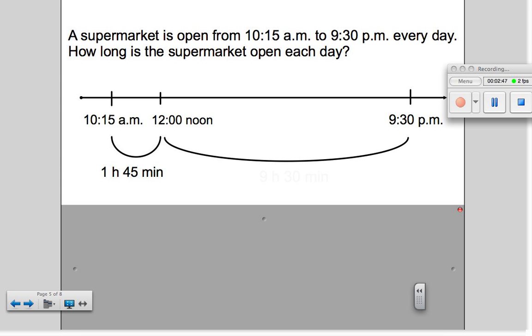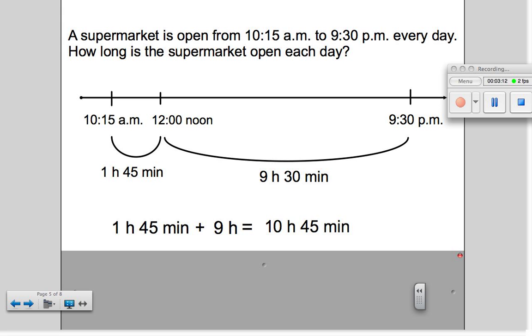Now let's figure out how much time passes from noon to 9:30 p.m. We know from noon to 9 o'clock is 9 hours. So then 30 more minutes will take us from 9 o'clock to 9:30. So 9 hours and 30 minutes passes from noon to 9:30 p.m. All we have to do now is add those elapsed times to get the total time the supermarket is open.